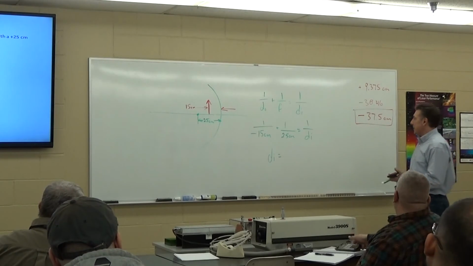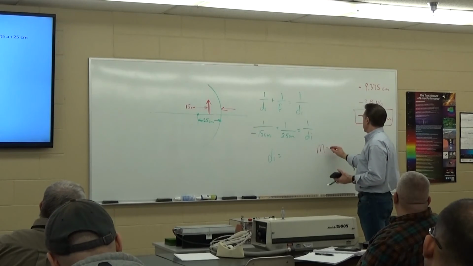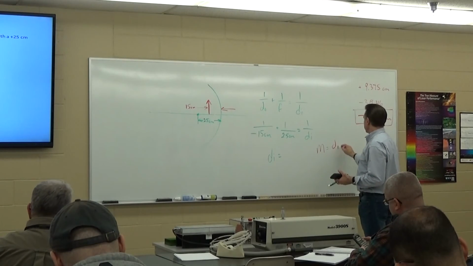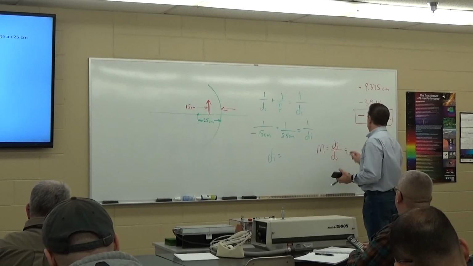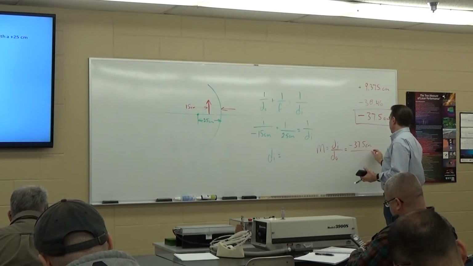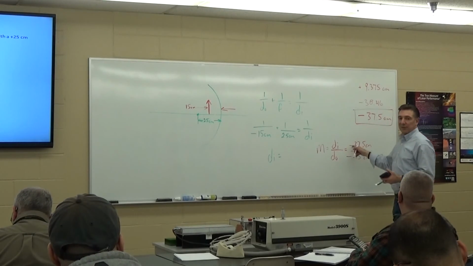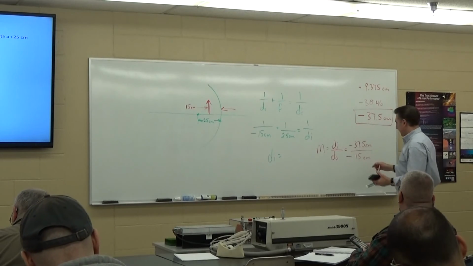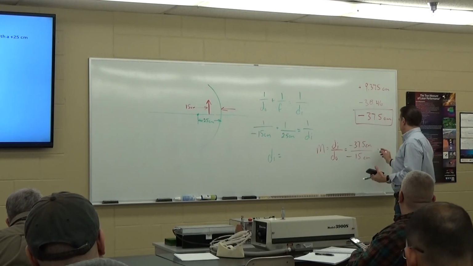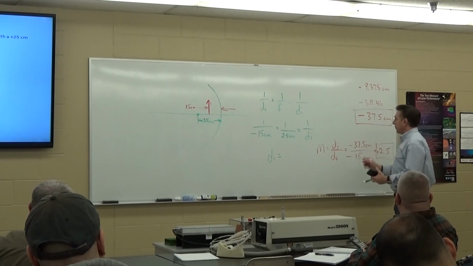So if it's minus 37.5, okay, what's the magnification? d_i divided by d_o, with a minus sign. Minus 37.5 divided by minus 15 centimeters. Minus divided by a minus gives you a plus. So it equals 2.5. So we have a magnification of 2.5.